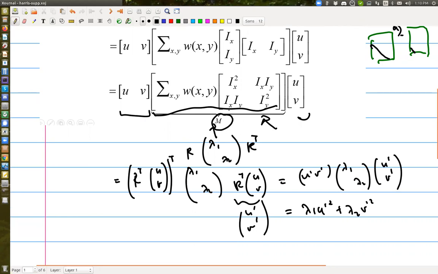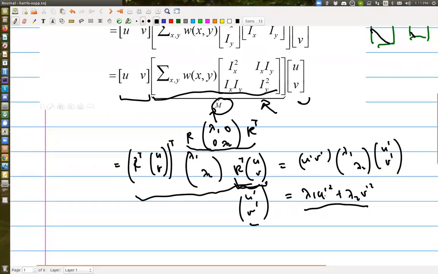So then we can diagonalize this M, so that M is equal to R times diag(lambda 1, lambda 2) times R transpose. Then I just substitute this back into M. So then I can write this, and I can say R transpose UV is U prime V prime, right? So it's just a quadratic equation. It's just an ellipsoid because lambda 1 and lambda 2 are bigger than or equal to 0, since the matrix itself is positive definite.